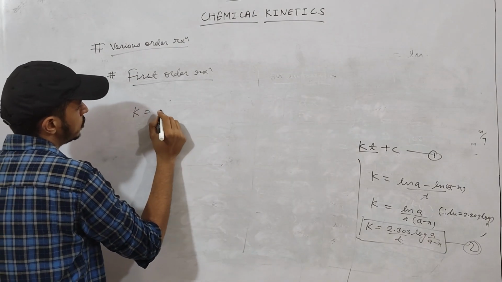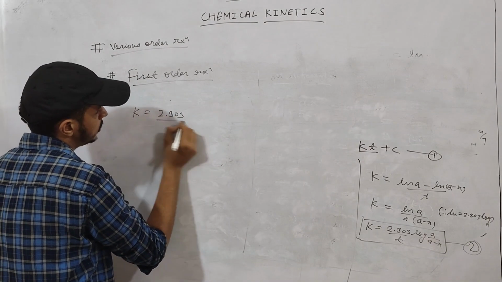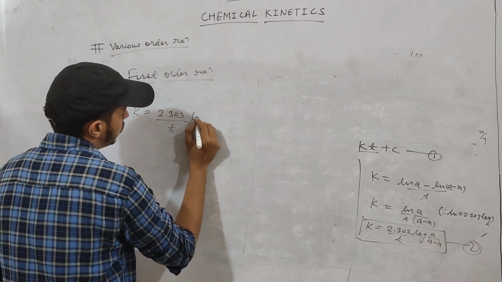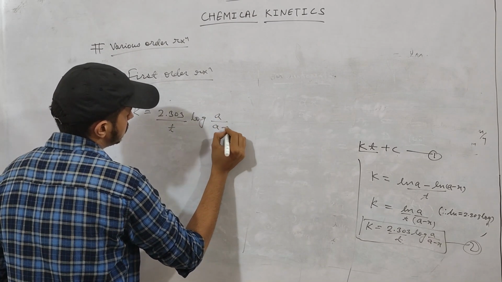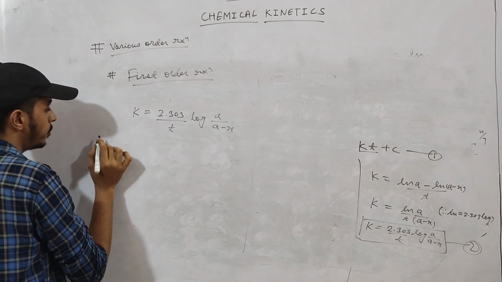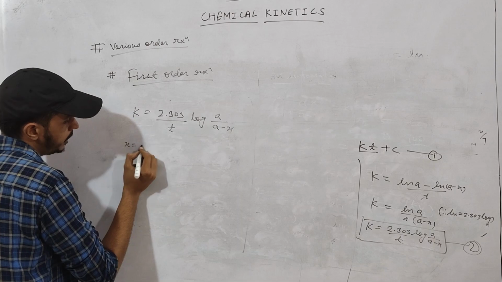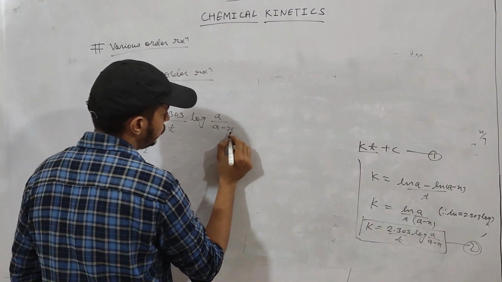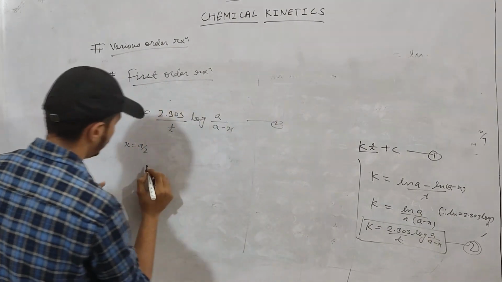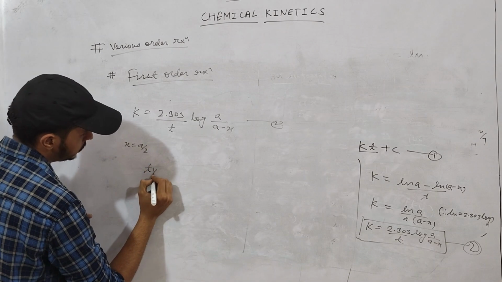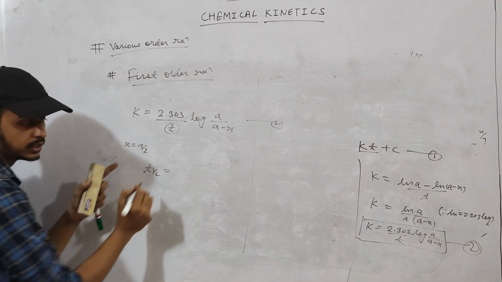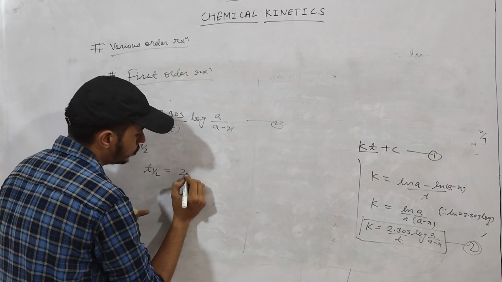K is equal to 2.303 upon t log a upon a minus x. At half time, half the amount of reactant is converted into product, so the x value will be a by 2. Now putting the value of x in equation 2, the half life will be t half. This goes to this side, and k goes downward.